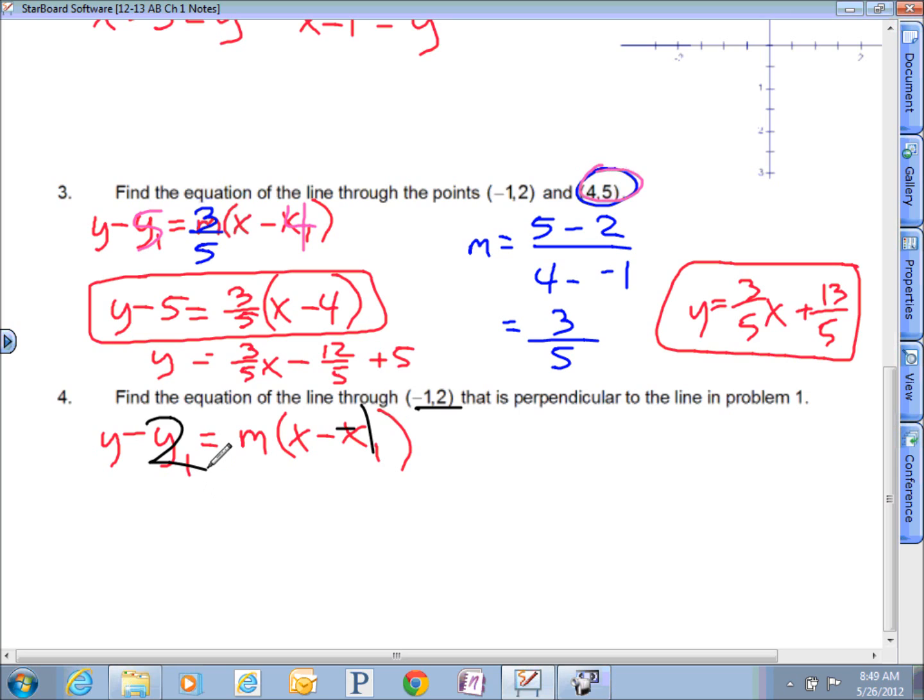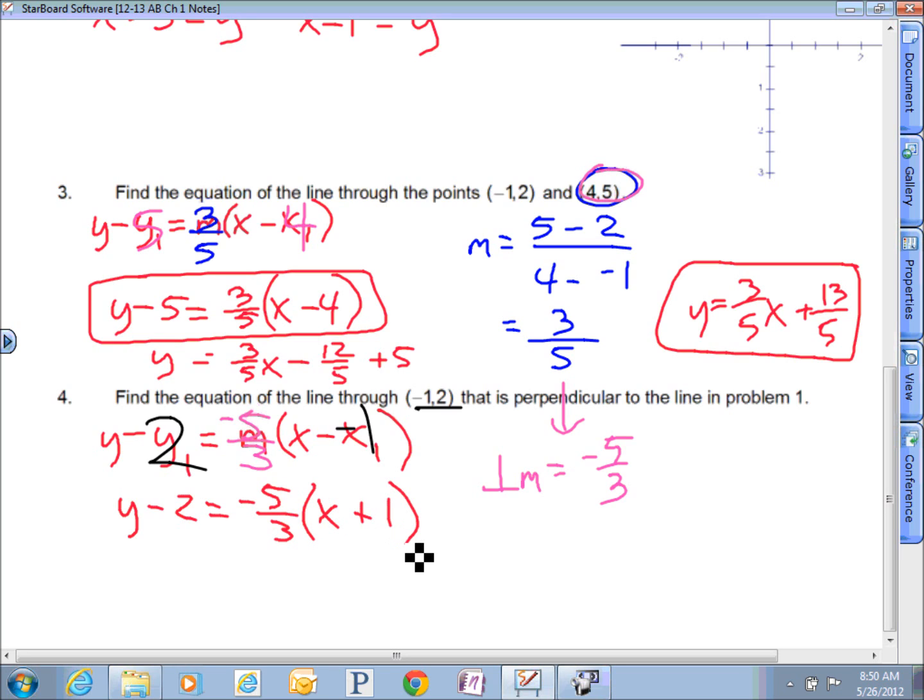Well, if that slope is supposed to be perpendicular to the line in problem number 1, a perpendicular slope would be the opposite reciprocal. So now let's take that over to our equation, and let's throw -5/3 in place of that slope. Rewrite this: y minus 2 is equal to -5/3 times the quantity x plus 1. That would be a perfectly acceptable answer.